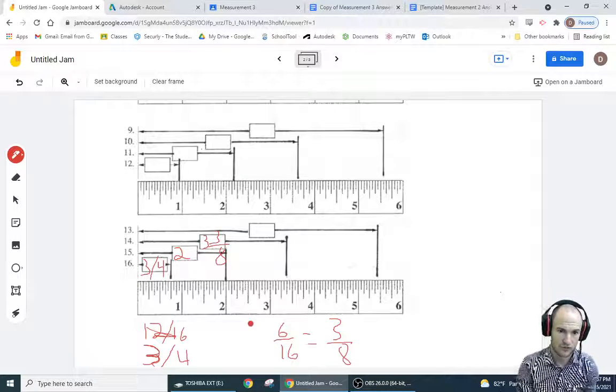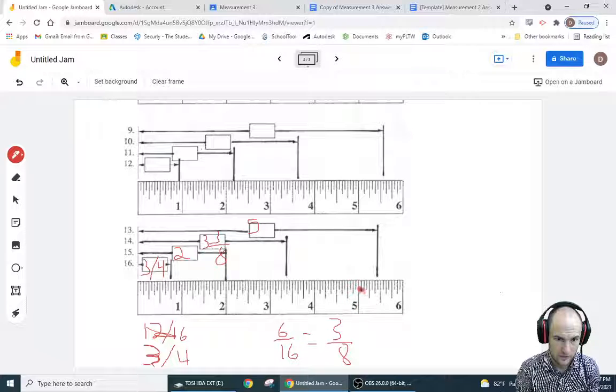And then moving along the same kind of pattern, like this is 5, and then 1, 2, 3, 4, 5, 6, 7. So 5 7/16. So that's some help on this page.